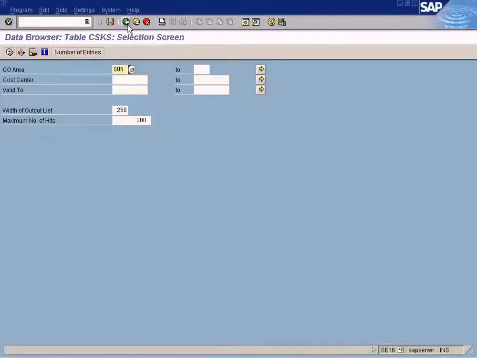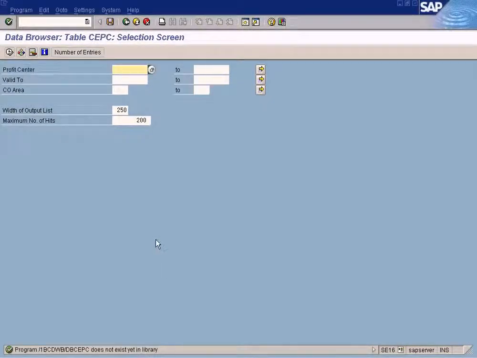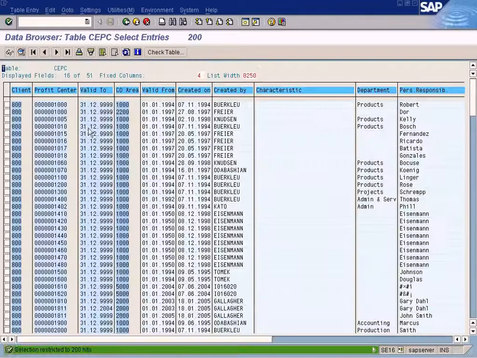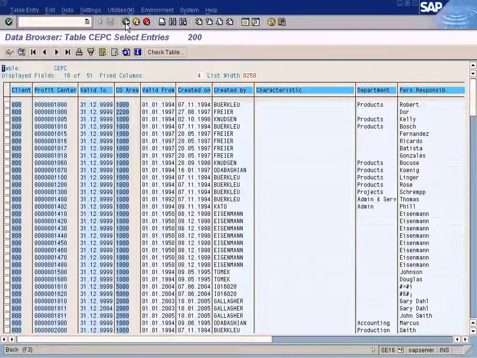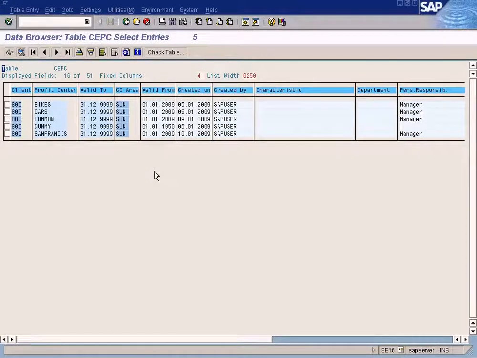And how about the profit center master data? Profit center master data is stored in a table called CEPC. If you see this, you can see all the profit centers over here. Bikes, cars, common dummy, San Francis.